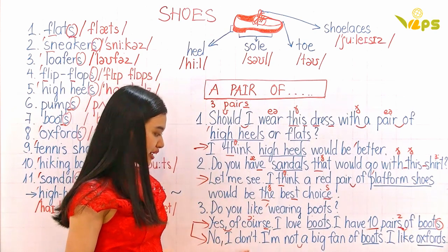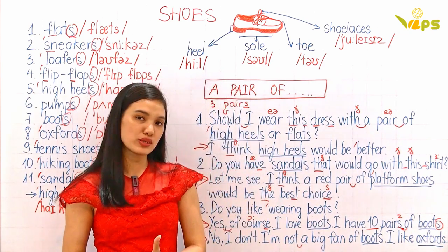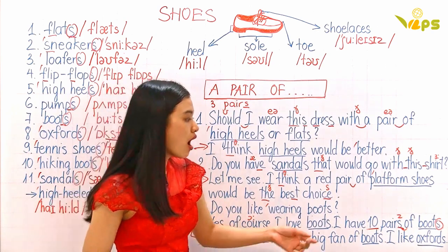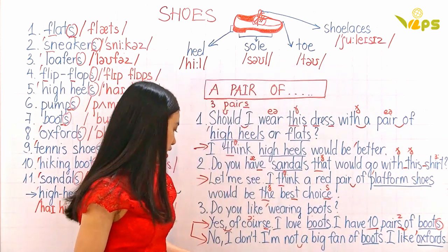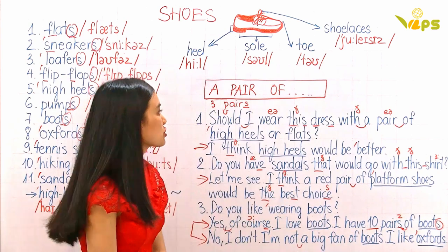Or no, I don't. I'm not a big fan of boots. If you say I'm not a big fan of boots, that means I don't really like boots. I don't like wearing boots. I like Oxfords. No, I don't. I'm not a big fan of boots. I like Oxfords.